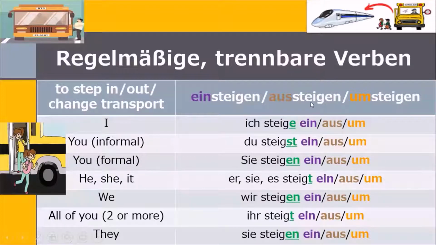Einsteigen, aussteigen, and umsteigen. Now verbs are called separable verbs when part of the verb, usually a 2 or 3 letter word in the beginning of the verb, separates from the main verb and is positioned usually at the end of the German sentences and questions.